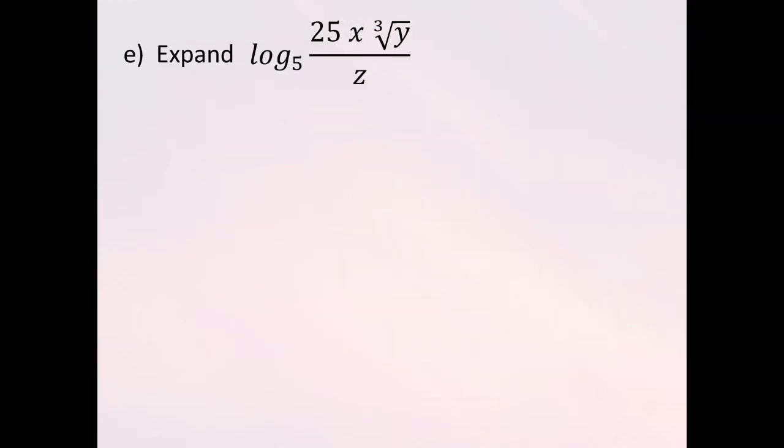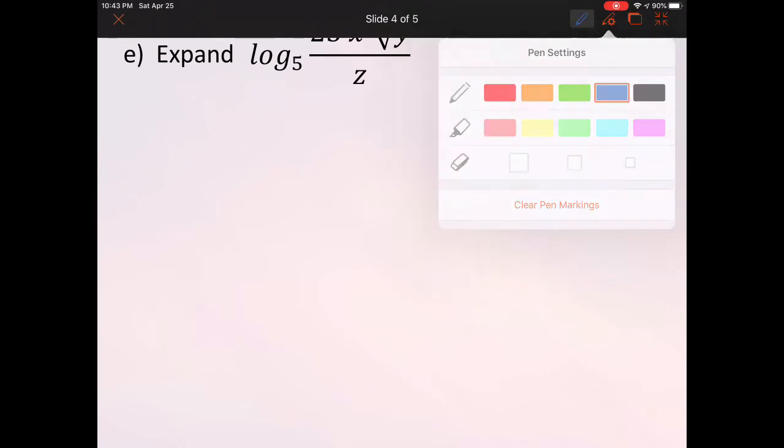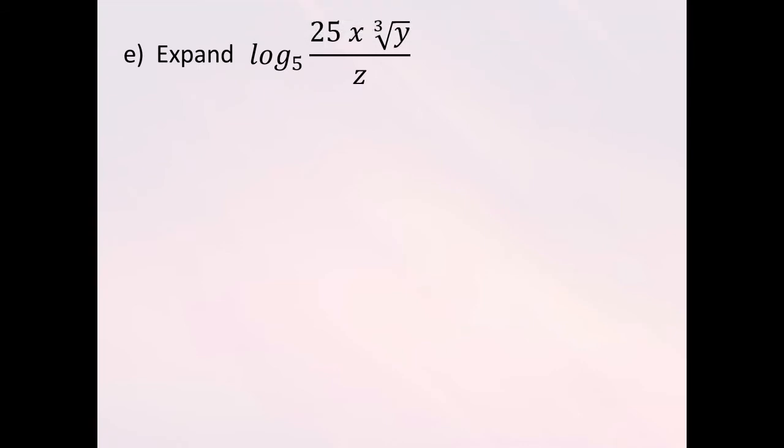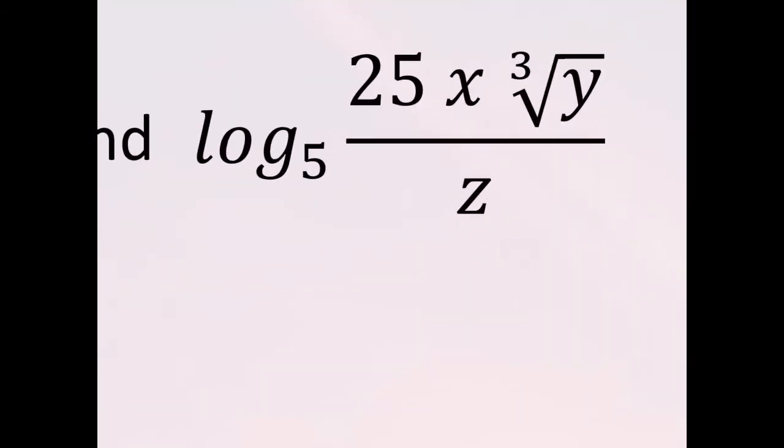Move on to this one. It's a little nastier, so I took the whole page for this one alone. So let's go blue. I think blue will be nice. All right, so what we have here is log base 5 of 25x times the cubed root of y over z.